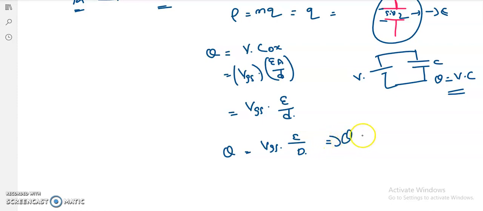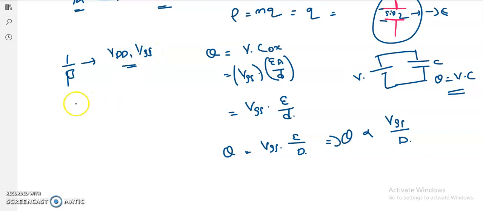So here I am taking that the charge or charge density is directly proportional to VGS divided by D. And while coming to scaling factors, as I told, 1 divided by beta is the scaling factor we are going to use for the supply voltages, like VDD or VGS. And 1 by beta is also used for the thickness of the silicon dioxide, as we already discussed in the previous thing.